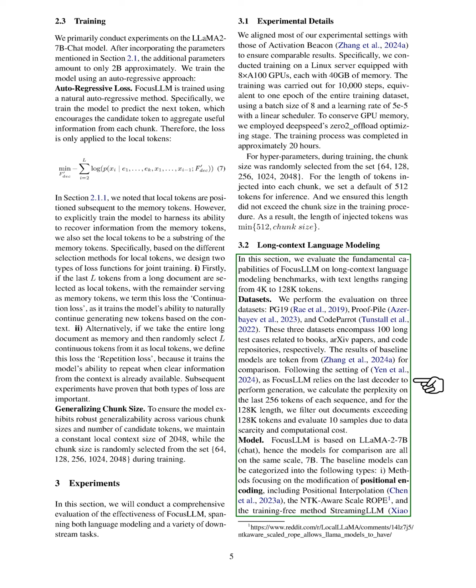Since FocusLLM generates text using the last decoder, we calculate the perplexity based on the last 256 tokens of each sequence. For the 128,000 token length, we filter out documents longer than this and evaluate only 10 samples due to limited data and computational costs. FocusLLM is built on Llama 2-7B chat, so all comparison models are also 7 billion parameters.